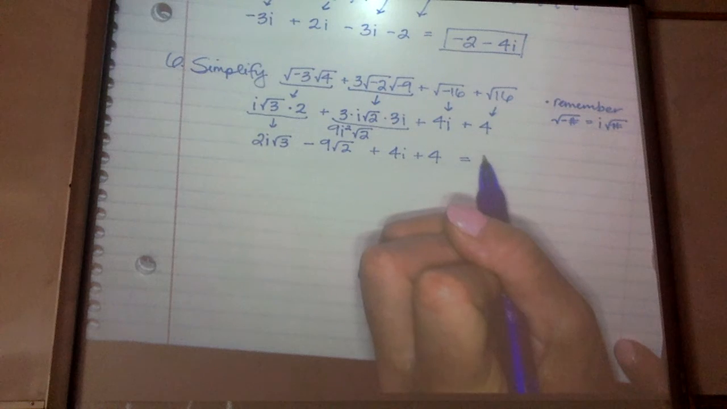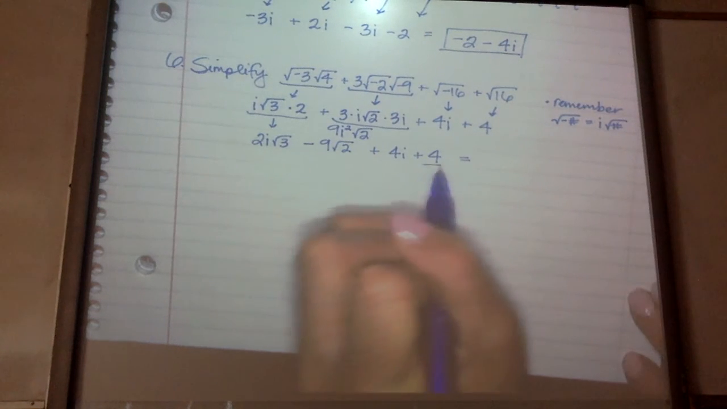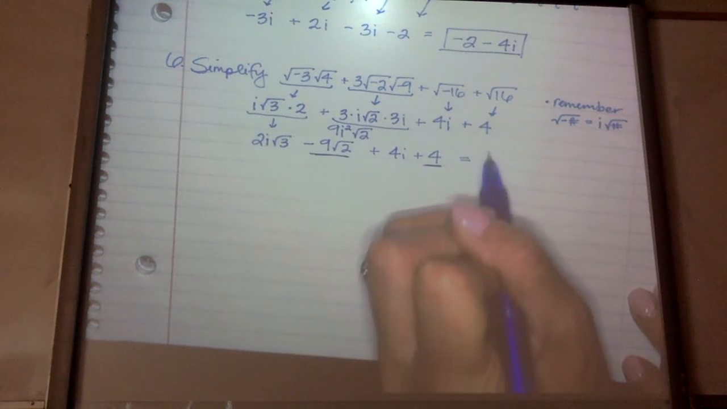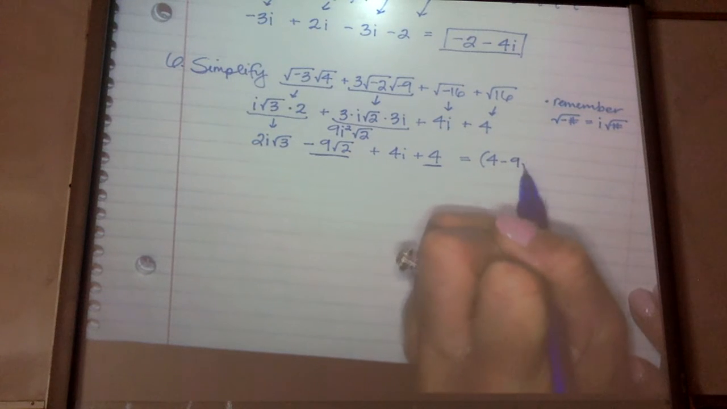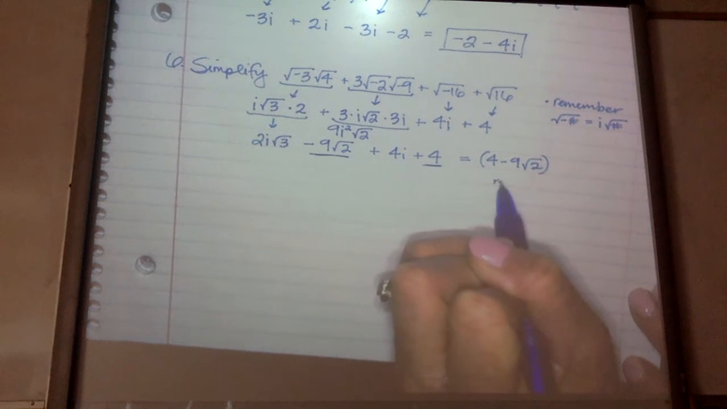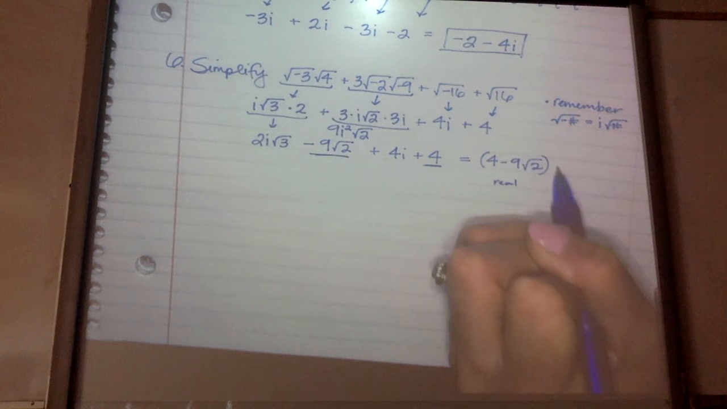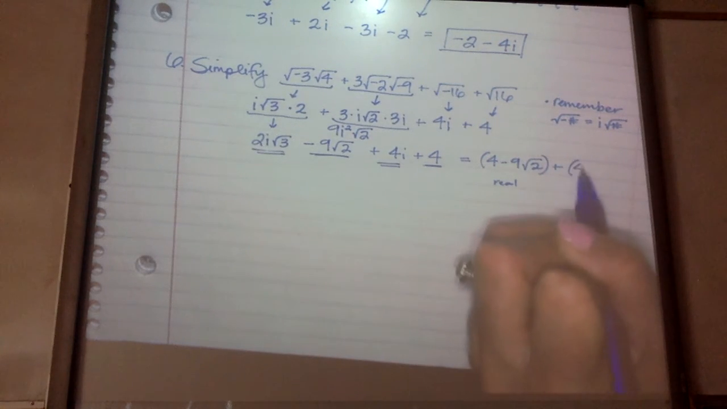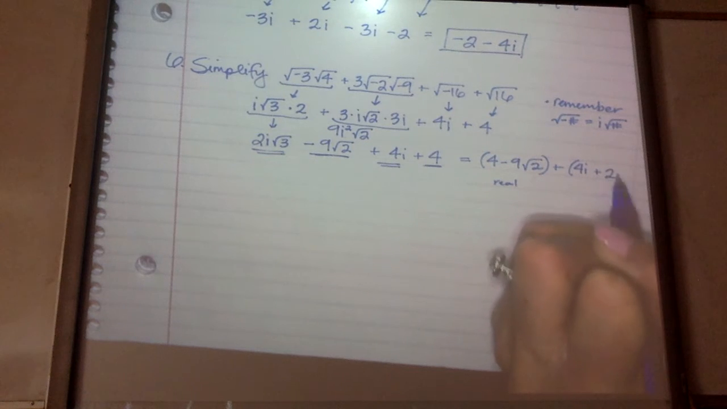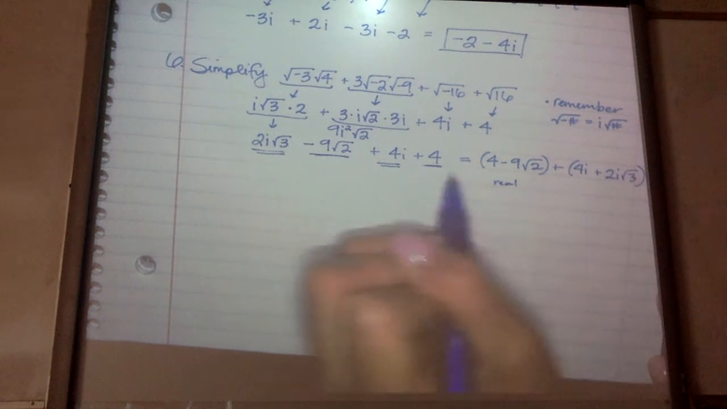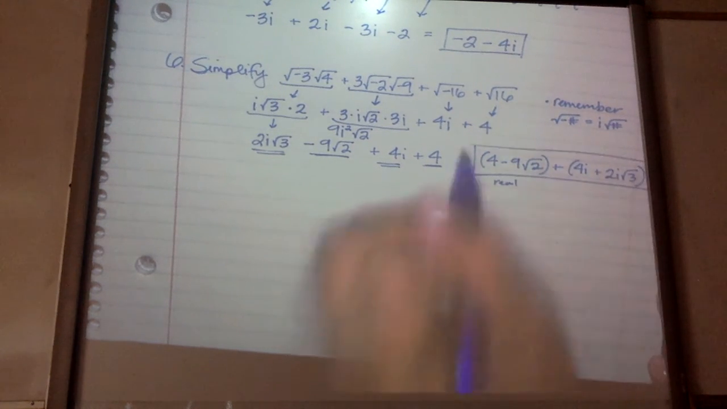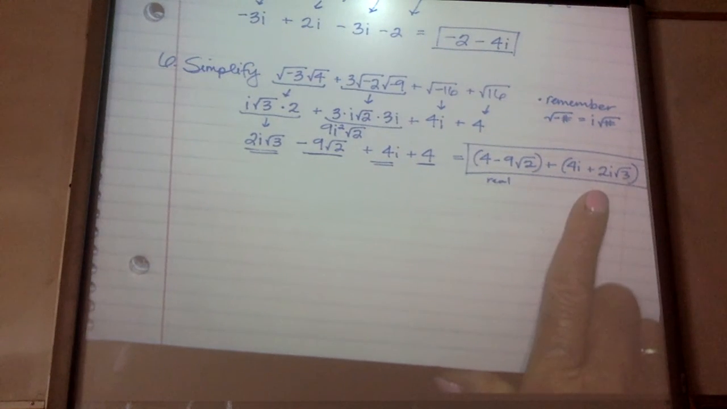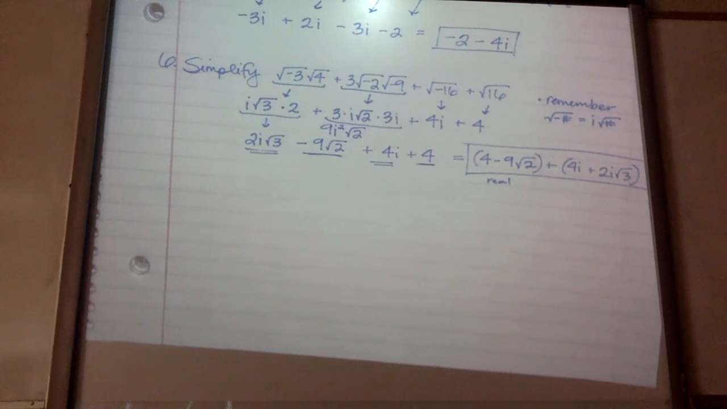So I'm going to group my real parts together. So 4 minus 9 root 2, right? This is my real. Plus, I'm going to group my imaginary. So 4i plus 2i root 3. I'm just grouping the real, grouping the imaginary. Okay? So that's 5.b.